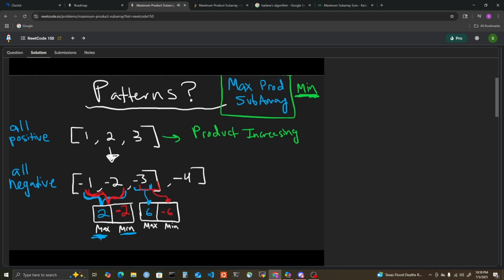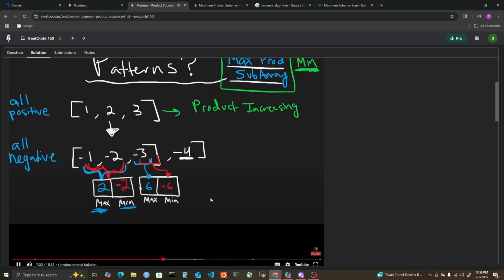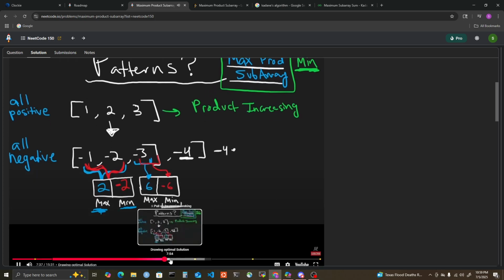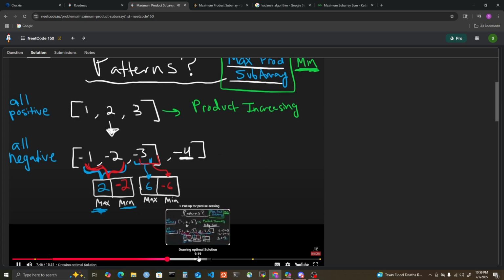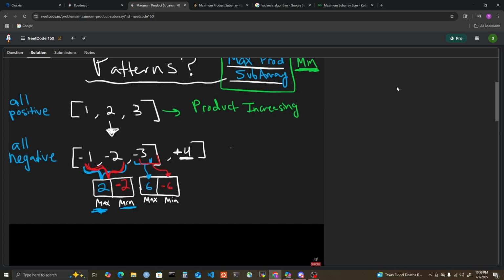Hypothetically, maybe we get another element, and whether it's positive or negative, we will be able to find a solution. Let's say it's negative 4. We're looking for the max product subarray, and if we take negative 4 and multiply it by the current minimum, negative 6, we end up getting 24, which is what we're looking for. But if you reverse it, what if we had a positive 4 here instead? Well, in that case, positive 4 multiplied by our maximum, which is positive 6, gives 24. We still get it. So if we maintain the maximum and the minimum, we have all the information we need as we continue to add more elements to our array.